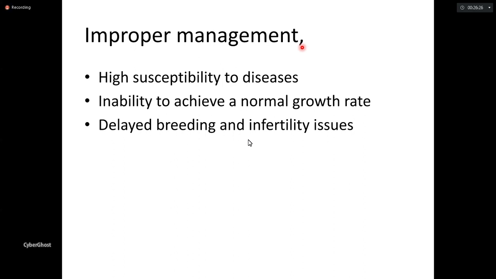So delayed breeding, right? As I mentioned, our main target is, of course, within two and a half years of time, we should be able to get the first calf of these young animals, right?